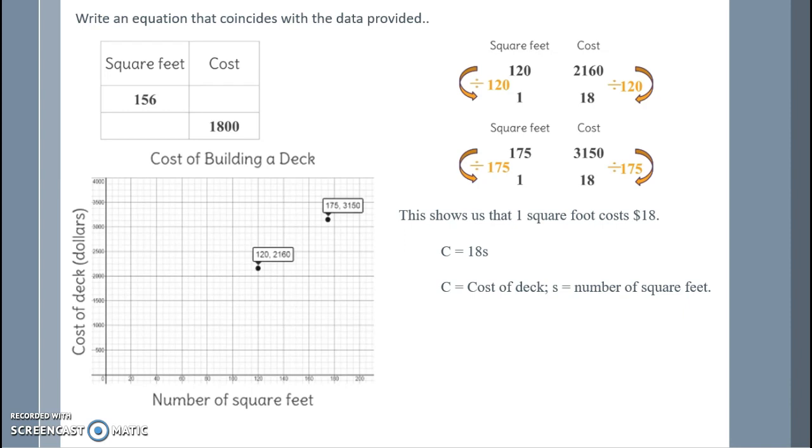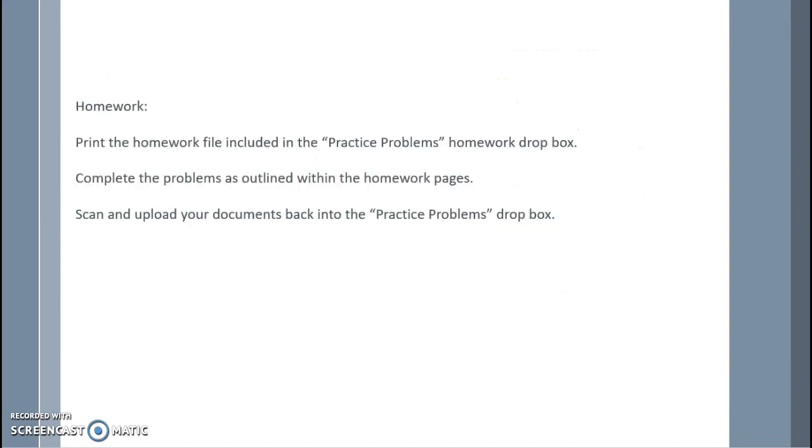So if we have 156 square feet, what will the cost of this be? So we can take $18 times 156. So it would cost us $2,808. Now if we go backwards, the cost is $1,800 equals 18 times the square foot. Using our inverse properties, 1,800 divided by 18 would be 100 square feet.